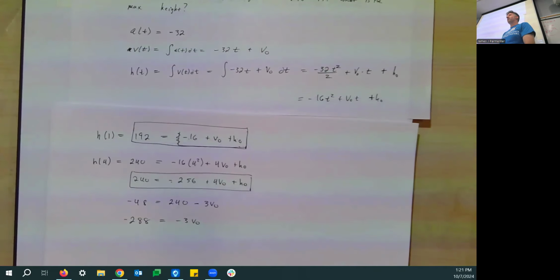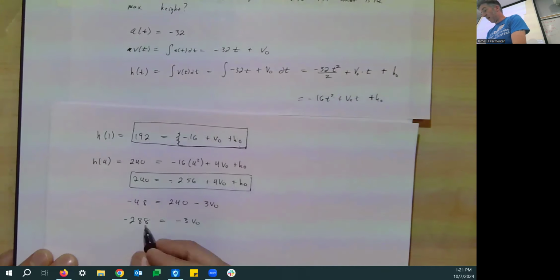Quick question, thumbs up or thumbs down for yes or no. Is 288 divisible by 3? Thumbs up for yes, thumbs down for no. What's 2 plus 8 plus 8? 2 plus 8 is 10. 10 plus 8 is 18. What's 1 plus 8? Is 9 divisible by 3? So then so is 288. So that's a fast way to check if something's divisible by 3.